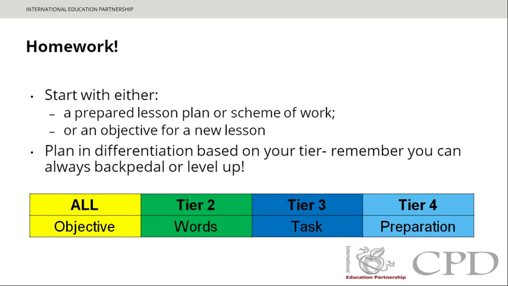If you're at tier 2, you're also going to think about your words, your vocabulary and the Bloom's taxonomy questions. If you're at tier 3, you're also going to think about the task and how you can scaffold or challenge your students in the task that you set for them. And if you're in tier 4, you're going to think about the resources that you're preparing to use in your lessons and the materials that you're using.